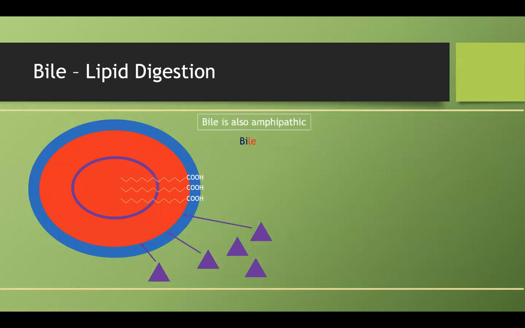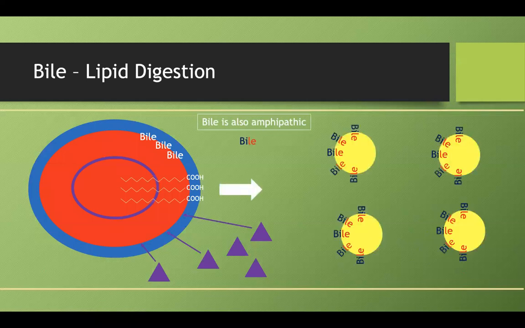The good news is, though, that bile is also amphipathic. So what bile can do is it can start binding in there and break down this huge globule into a lot more small globules. And so you'll have pancreatic enzymes that can reach more surface area and break down these fats a lot easier through that process of emulsification.